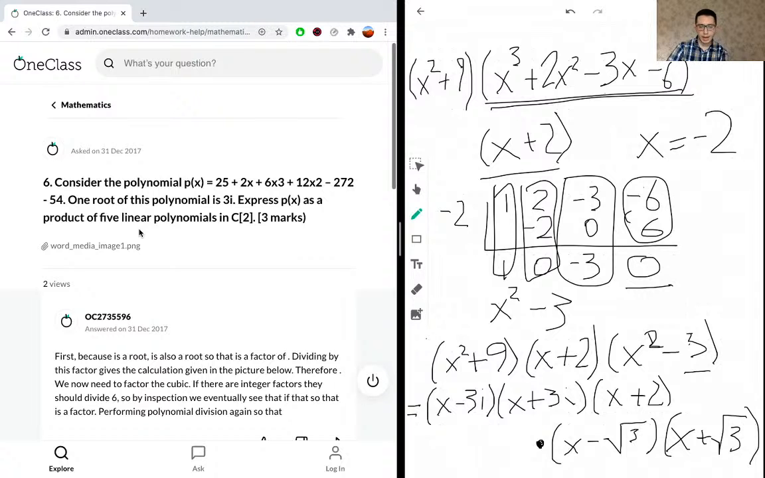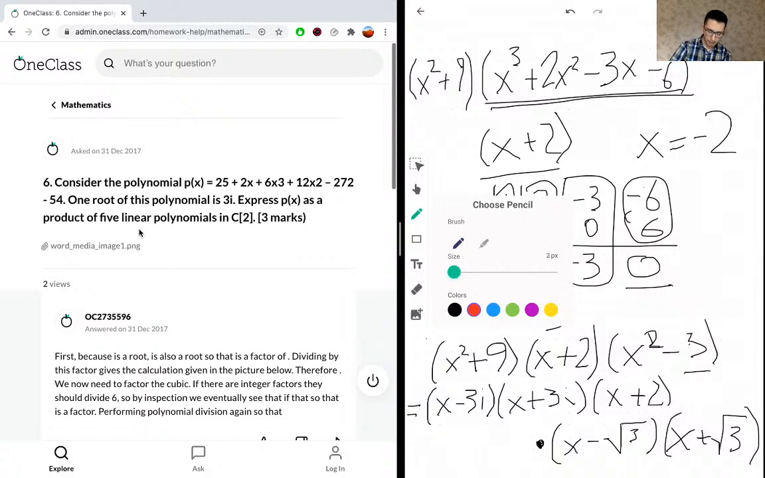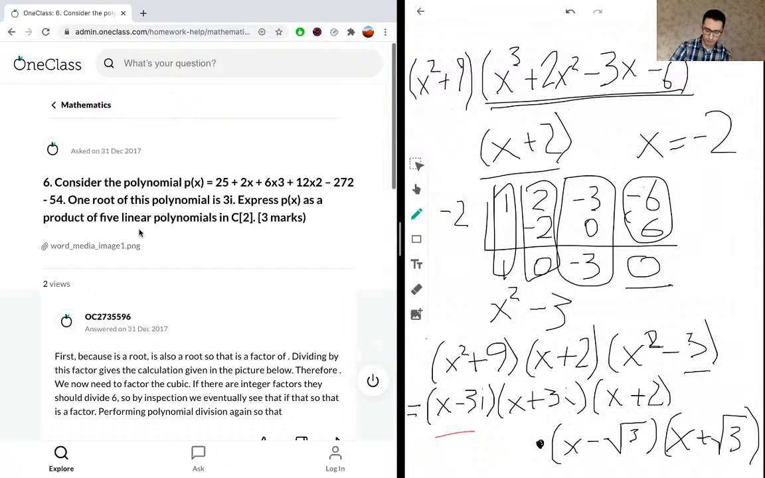Linear just means that x will be to the power of 1. So each part of the equation has x to the power of 1. So we have 5 roots. We have x is equal to plus or minus 3i, x is equal to plus or minus square root 3, and x is equal to negative 2.